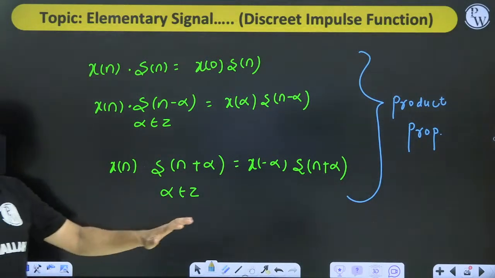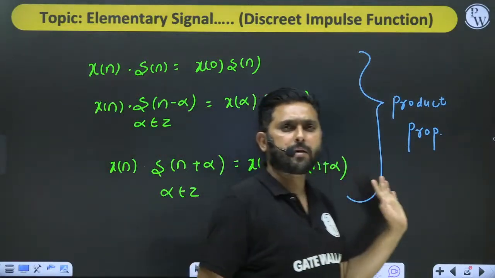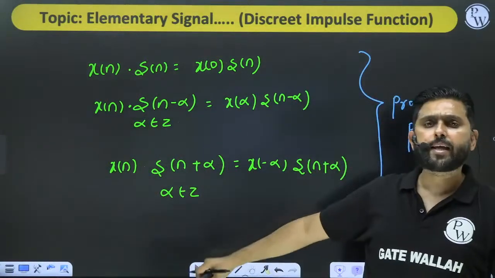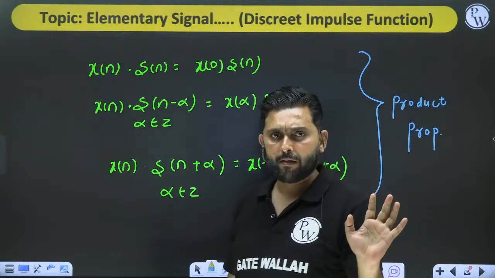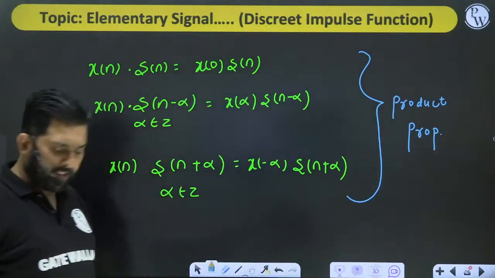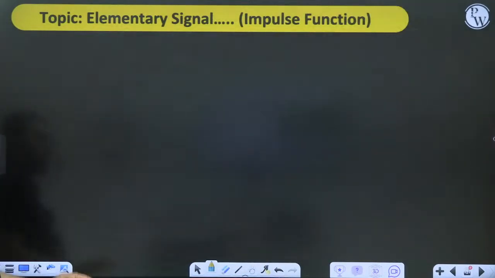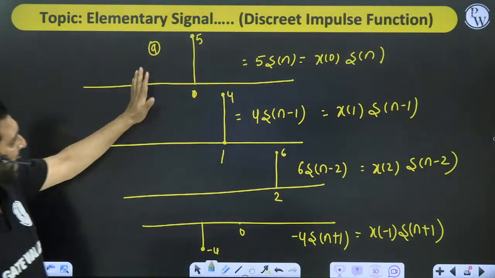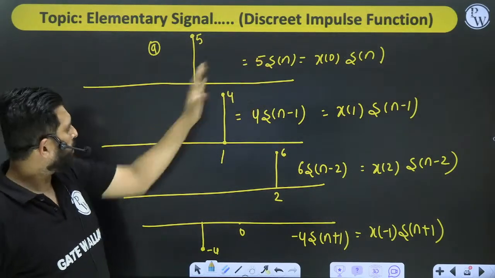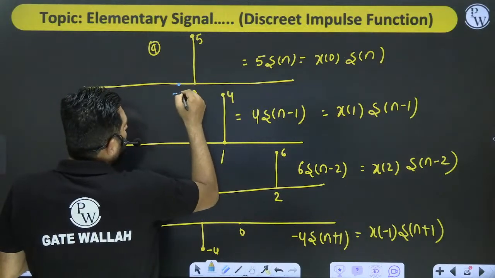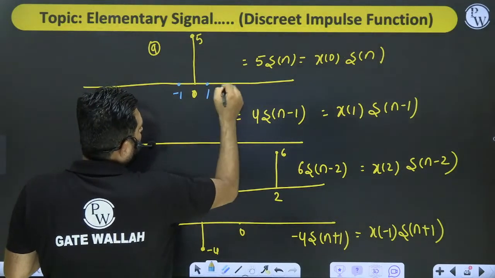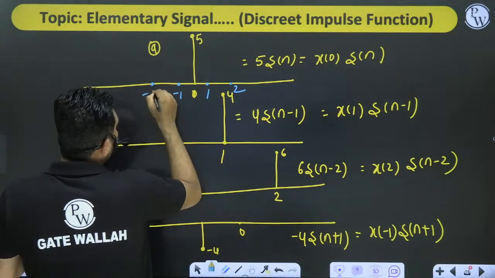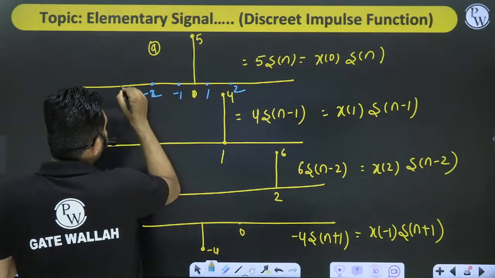Exactly the same thing we covered in continuous time, we are covering in discrete time also. Now the point is, listen carefully. Suppose this is minus 1, this is 1, this is 2, this is minus 2, this is minus 3, and so on.